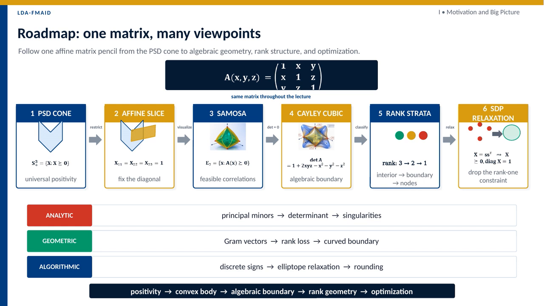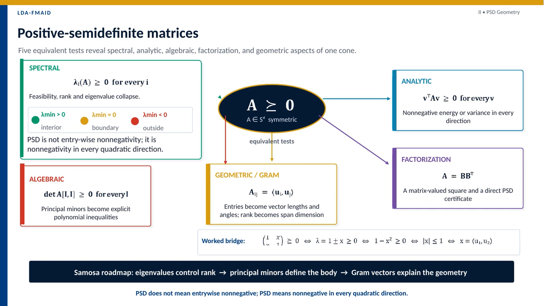We begin with the positive semidefinite cone, fix the diagonal to 1, and obtain the Samosa. The determinant reveals the Cayley cubic, rank classifies the interior and boundary, and the same elliptope later provides a convex relaxation of sign matrices. A symmetric matrix is positive semidefinite when every quadratic form is non-negative.